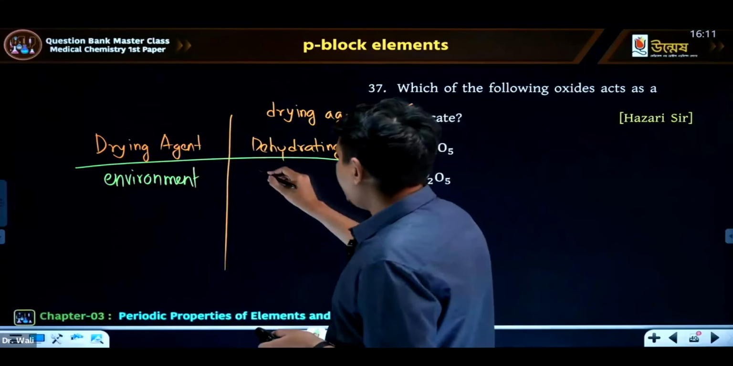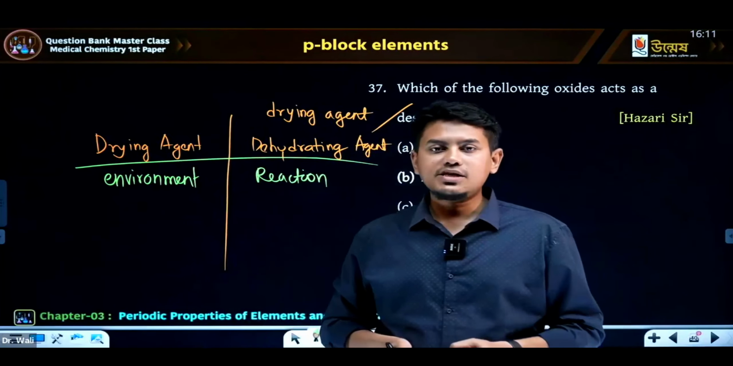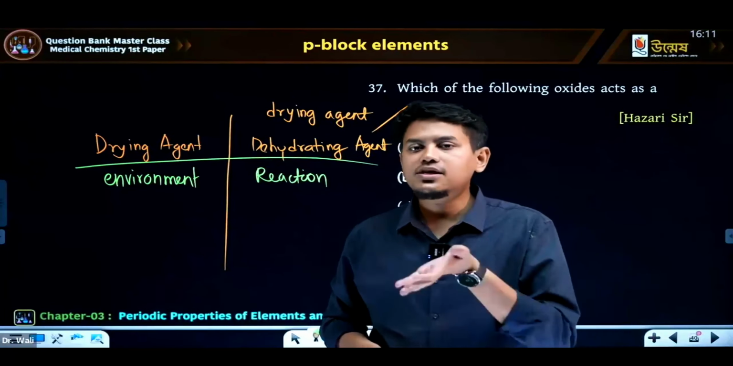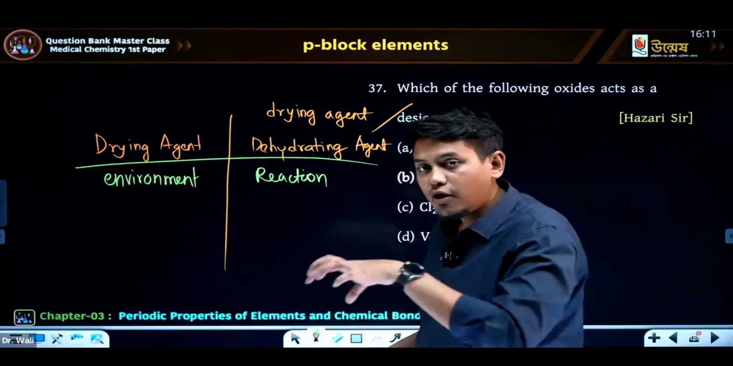On the other hand, the dehydrating agent acts as a reactant and participates in the reaction and removes the water, any water that is generated in the reaction. So one takes away the water or water vapor from the environment, and the other one takes away the water or water vapor from the reaction.